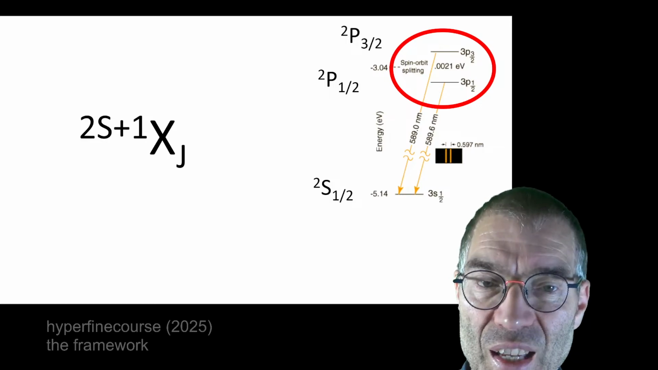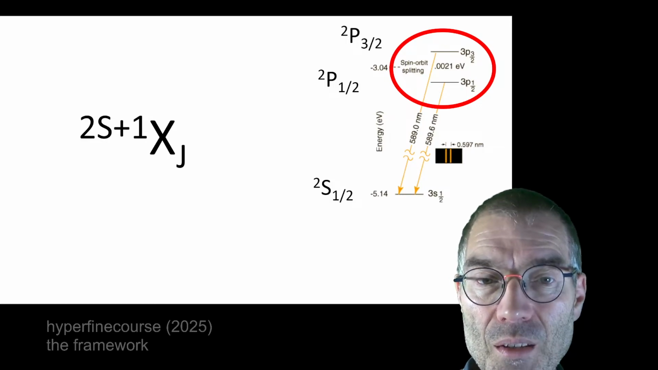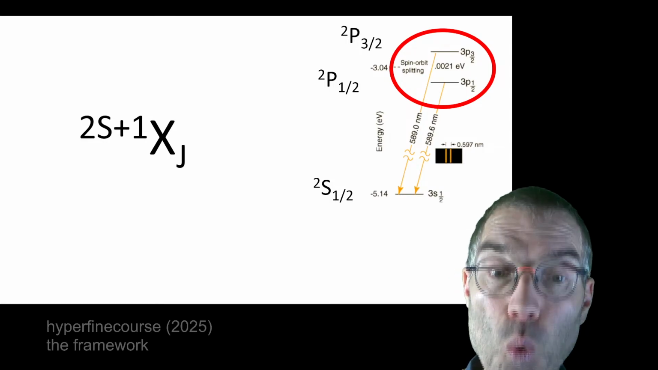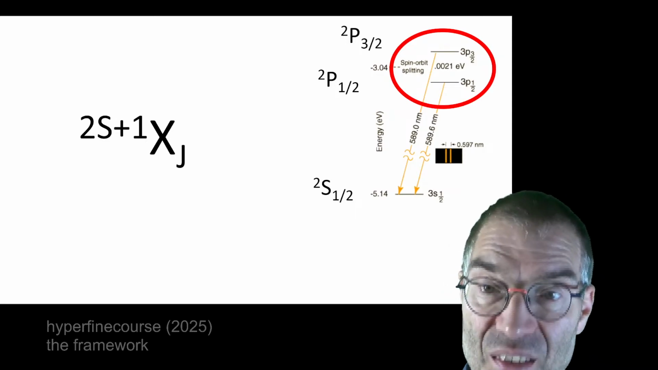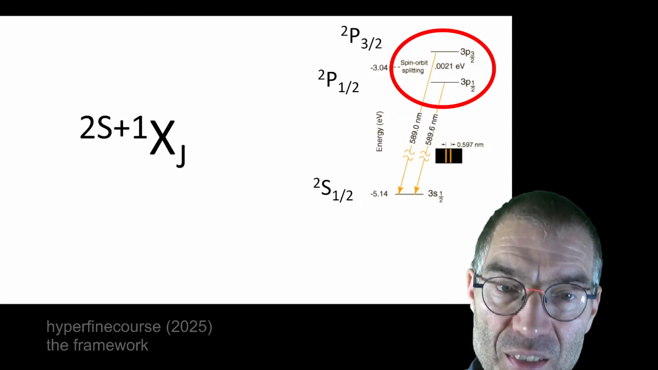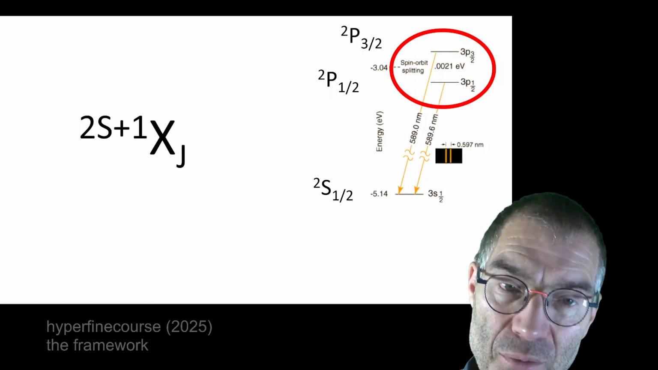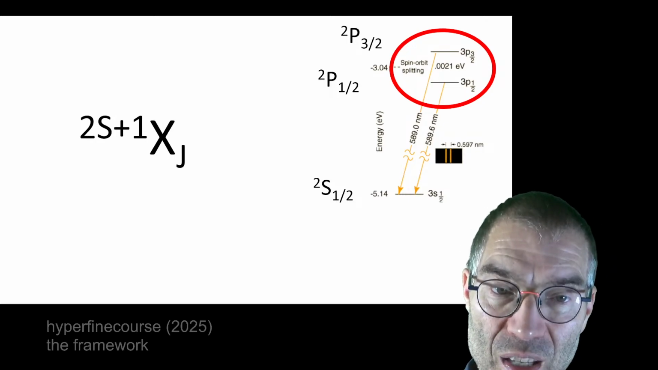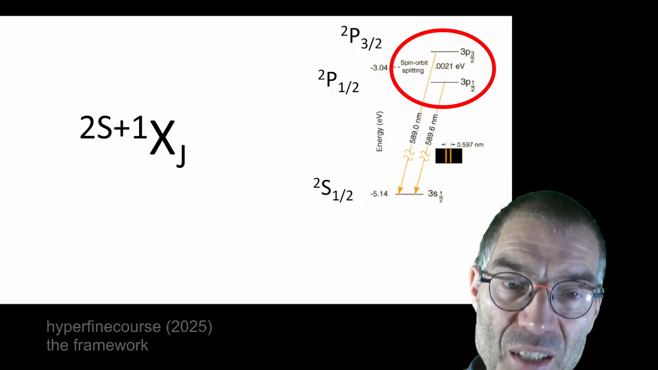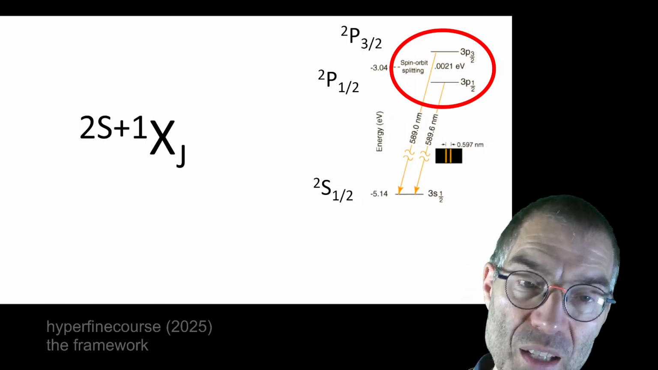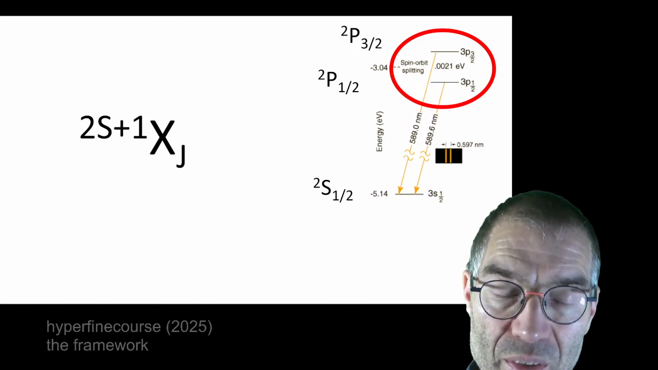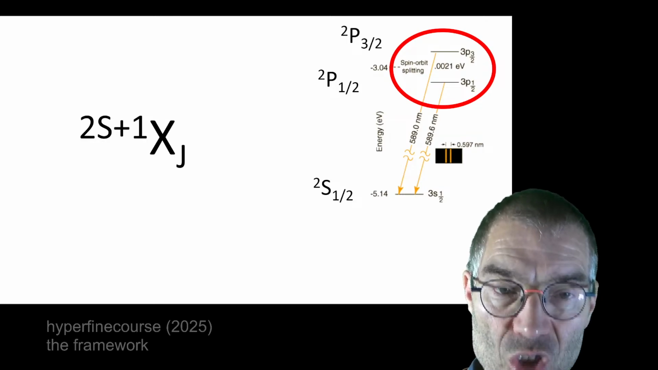For the ground state, the S is 1/2. You write it as 2, but that is because S is 1/2. The L is 0, so we have 0 and 1/2. You can go from L minus S absolute value, that's 1/2, to L plus S, that's also 1/2, so there is no discussion, J is 1/2.